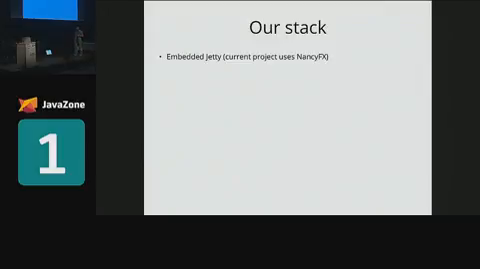So our stack in our case was embedded Jetty, but I was on a project after that where we used Simple Web instead. And at the moment, I'm on a .NET project doing a similar thing with NancyFX. So that's a pretty sweet embedded server for the .NET platform.